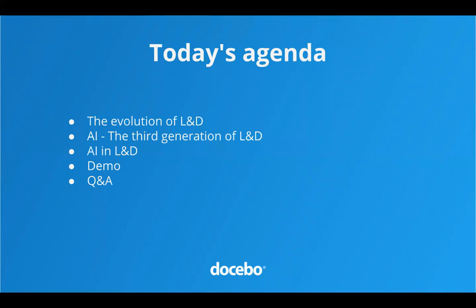So as far as an agenda is concerned, we're going to start off talking about the evolution of learning and development, and then artificial intelligence as the third generation of L&D. Then broadly speaking, we're going to talk about AI in L&D overall, so how it's utilized, what different platforms are doing with AI, and how it can impact you. We're going to do a brief demo of our platform, Docebo, and show you how we handle artificial intelligence. And then we are going to spend some time with Q&A at the end.